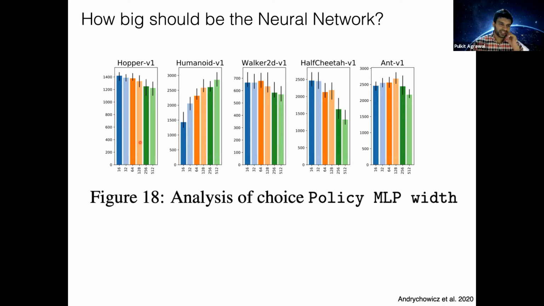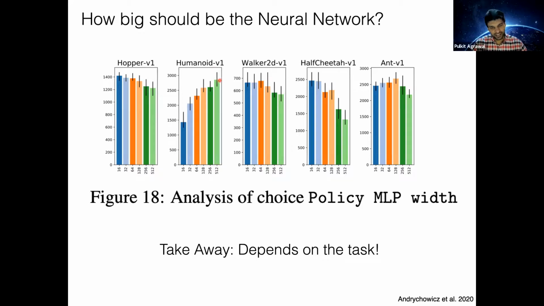Similarly, a question that comes up is, how big should my neural network be? If you look at these different tasks, all of these are feed forward networks, and what we are varying is the width of each layer. It turns out that there is no clear consensus on what is the optimal network size. In some ways it depends on the task, and the sad thing is that what works worst for Hopper ends up being the best for Humanoid. So the takeaway is that there is no clear consensus on what is the right neural network. The architecture does affect performance, and you will probably have to tweak it for your task.